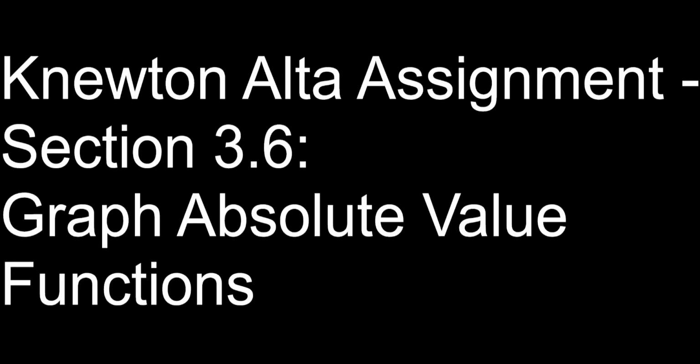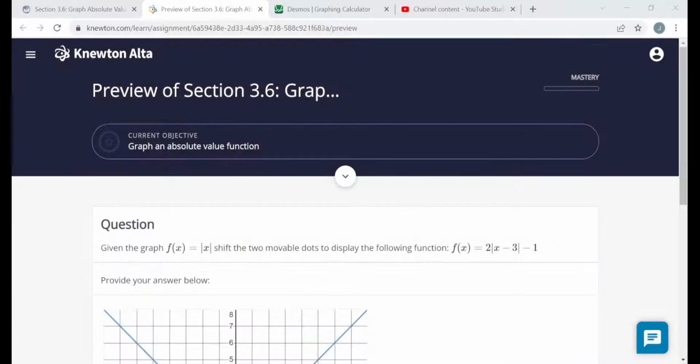Hello everyone. This video is on the Knewton Alta assignment, section 3.6, called Graph Absolute Value Functions. This video is just me going through a preview version of this assignment. Please understand that the questions I see in this video may not be the same questions that you see when you work on the assignment yourself. But the objectives are the same, so the questions should be similar enough that watching me go through a few of them here helps you out in some way when you work on the assignment yourself.